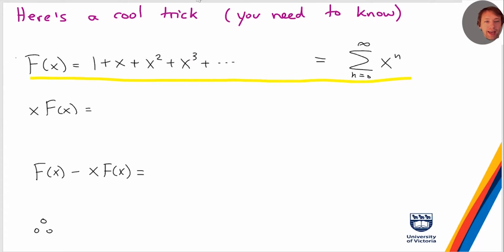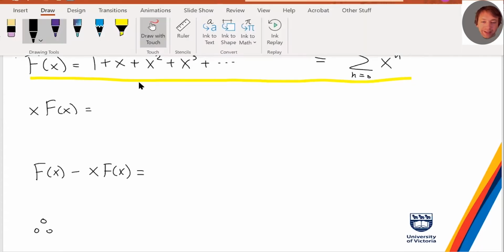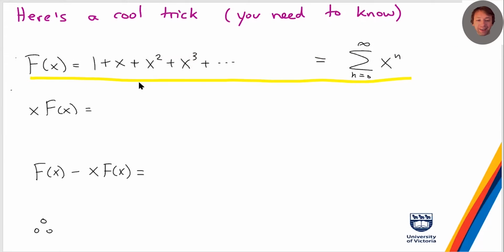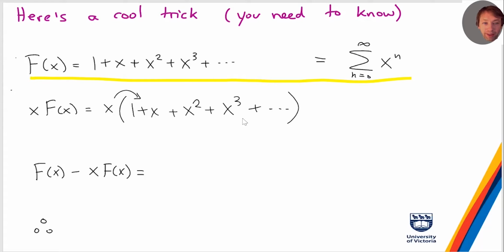What happens if I take x times f of x? Here we're assuming this converges. If I assume that this converges, what happens if I take x times f of x? Well, it's x times this whole sum. And of course, we know how multiplication works, so this x can go inside and multiply everything inside. That's the same as x plus x squared plus x cubed plus x to the 4, and so on.